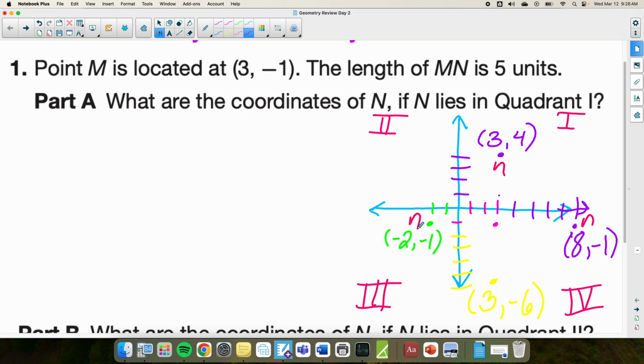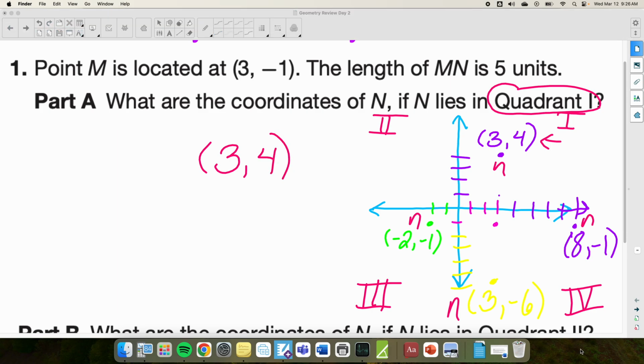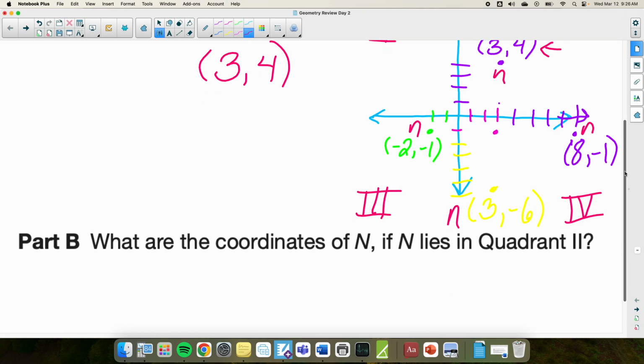All of these are new points N that are 5 units away. So we want the one that's in quadrant 1, and isn't that this one right here, the (3, 4)? Because that point is in quadrant 1. So the one that's in quadrant 1 would be your answer.